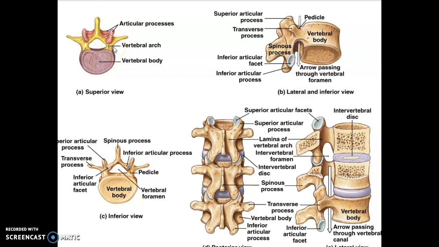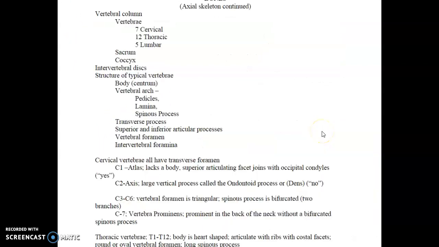Now if that's the arch, then the lamina is actually where the arch attaches to the spinous process. So here's the spinous process. This area here, this connective area that connects the spinous process to the rest of the arch, is the lamina.